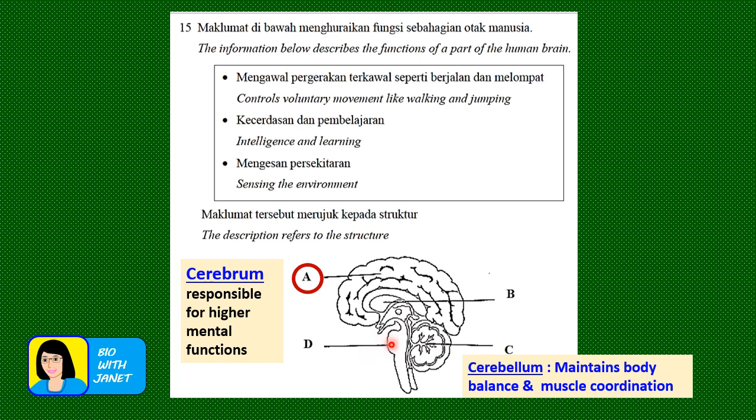And D, now below D is called the pons, P-O-N-S. And below D here is the medulla oblongata, which is involved in carrying out certain involuntary actions like coughing, controlling the heartbeat rate, and so forth, okay? B, we don't really study or label this part in our syllabus here. Okay, so the answer is A.